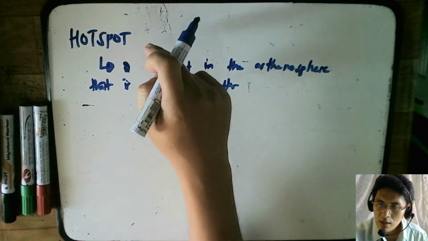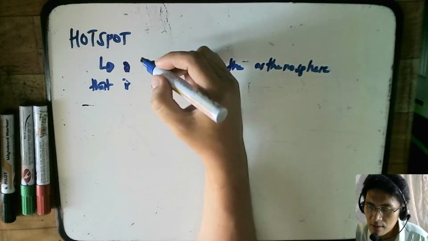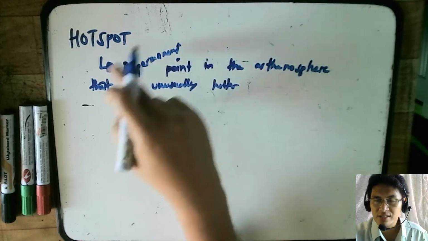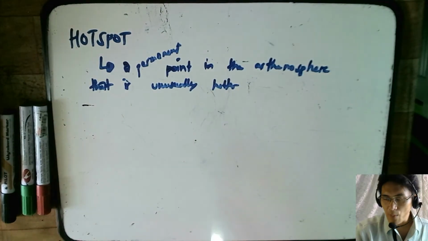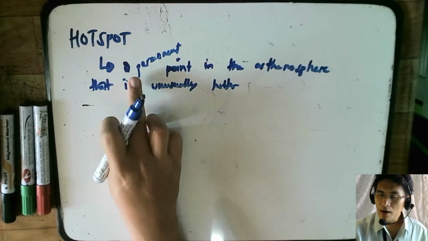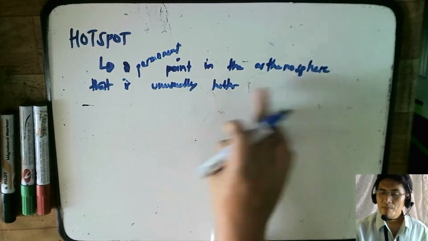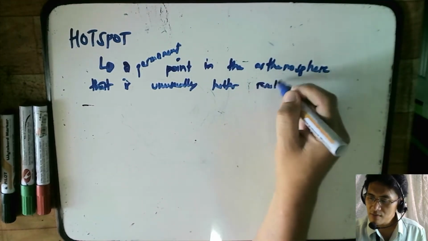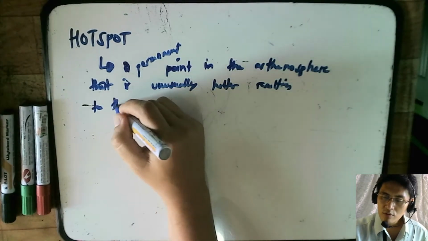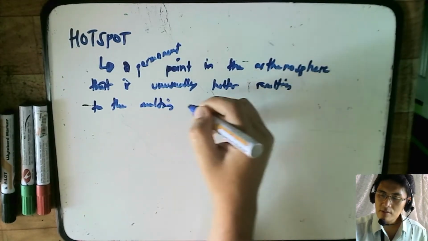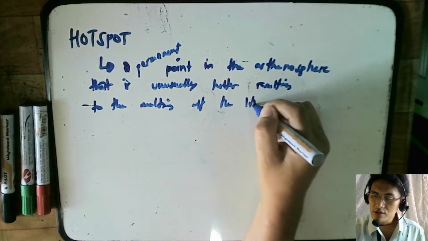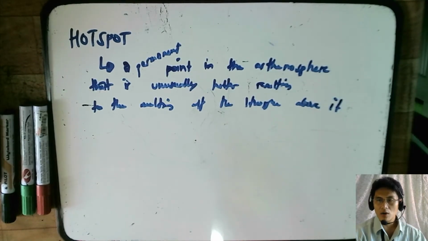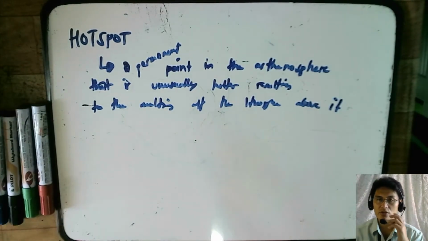And I will modify this. It's not just a point, but really a permanent point, a relatively permanent point. So it's not moving. It's somewhere in the asthenosphere. A relatively permanent point in the asthenosphere that is unusually hotter than the rest of the asthenosphere, resulting in the melting of the lithosphere above it. Okay, that's our own personal definition of a hotspot.